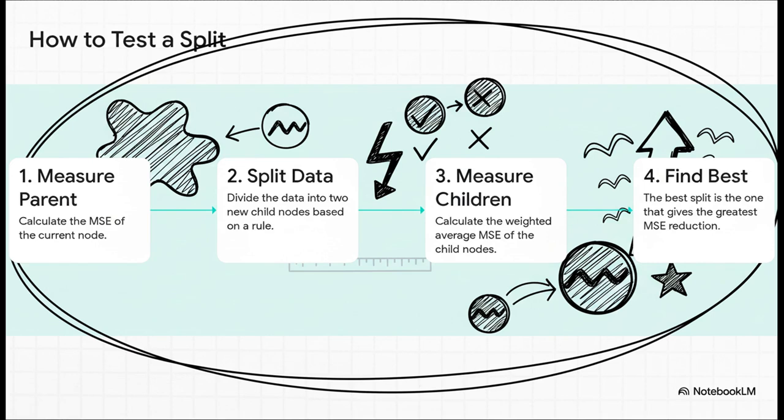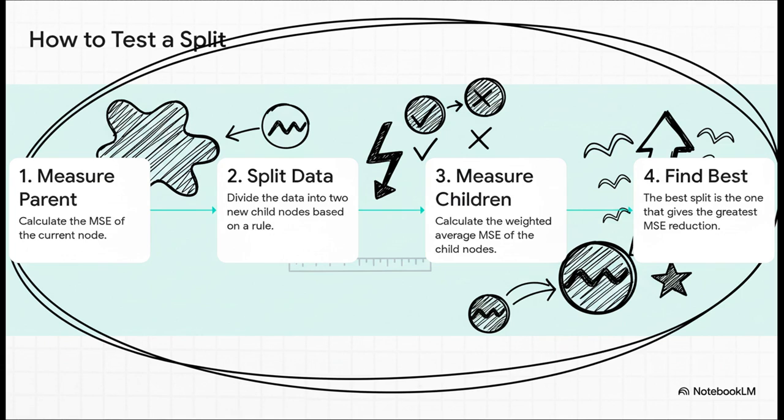So how does it actually test a split? Let's say the question is, is the size less than 1,300 square feet? It's a simple 4-step dance. 1, it already knows the MSE of the group before the split. 2, it splits the data into a yes pile and a no pile. 3, it calculates the MSE for the yes group and the MSE for the no group. And 4, this is important, it calculates a weighted average of those 2 new MSEs. Why weighted?